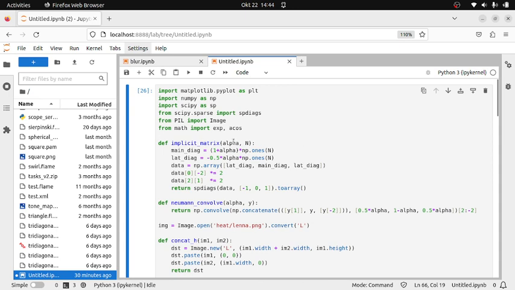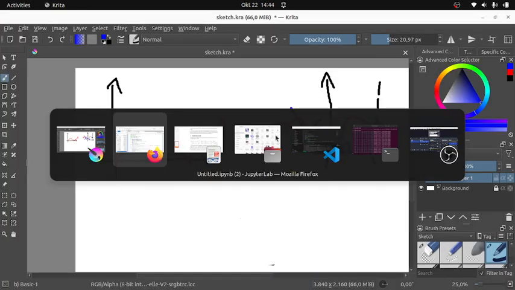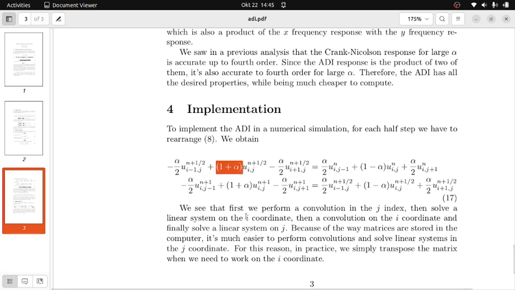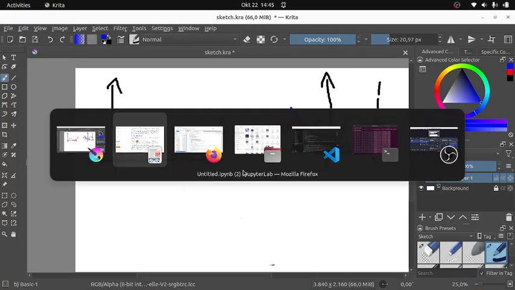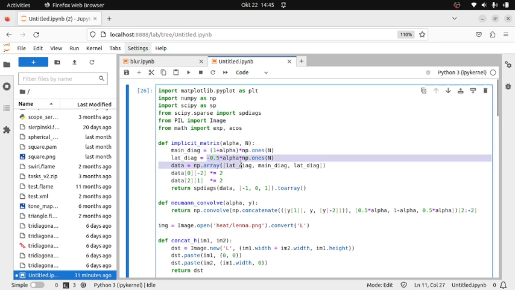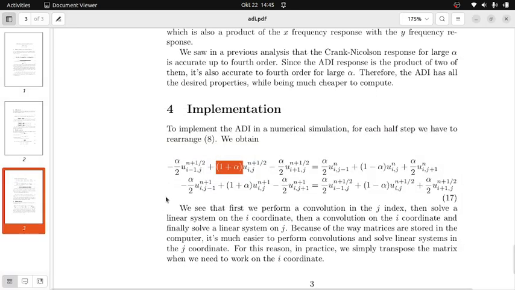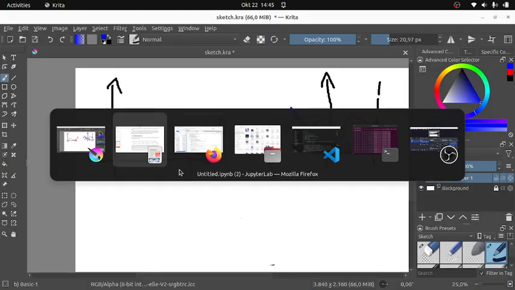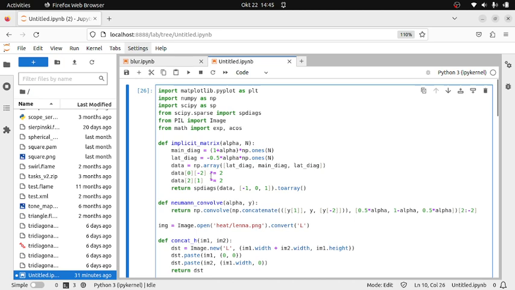So the first thing that we do, we have this function here to set up the implicit matrix. As before, we have a main diagonal, which is this guy here in the nodes, right? This 1 plus alpha on the main diagonal, and then the lateral diagonal of minus half alpha here. And this times equals 2 here is the Neumann boundary conditions I told you about, right? If we are doubling at the extremes, we are doubling the influence of the neighboring point.